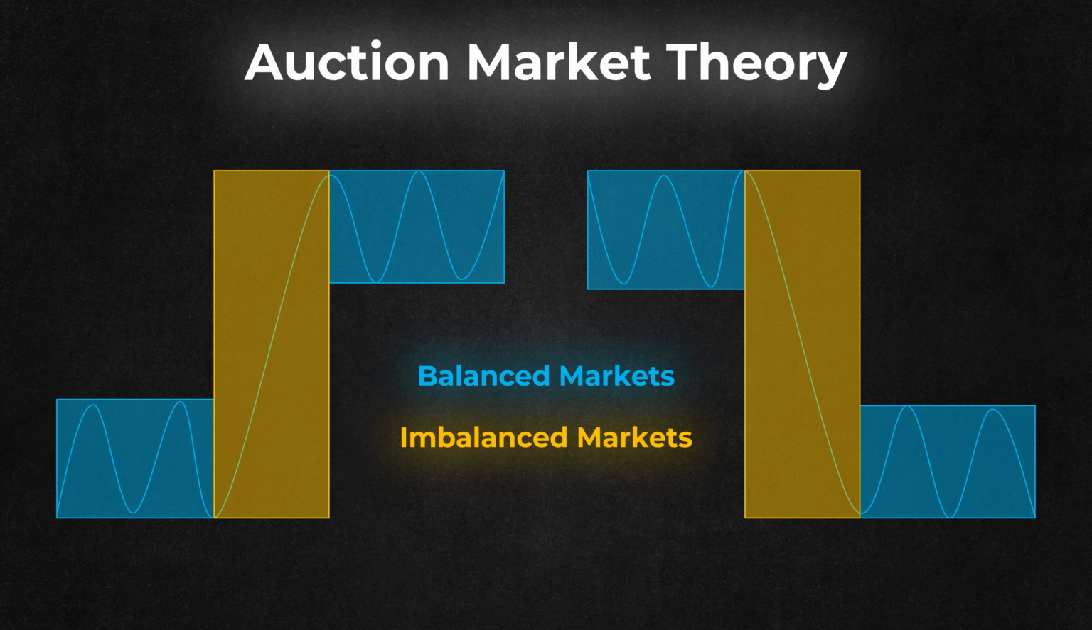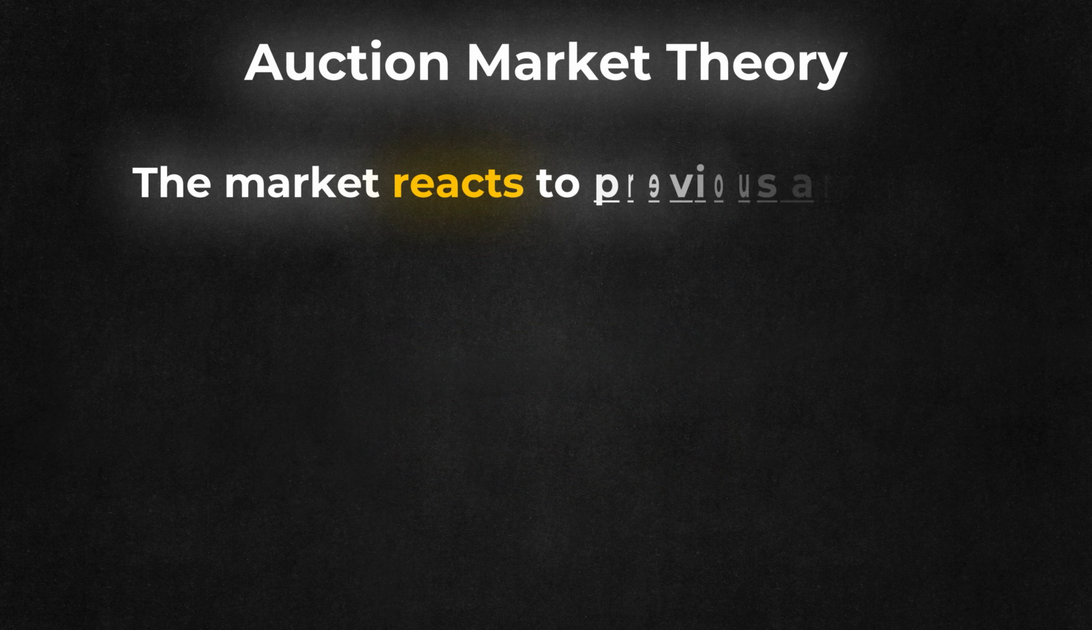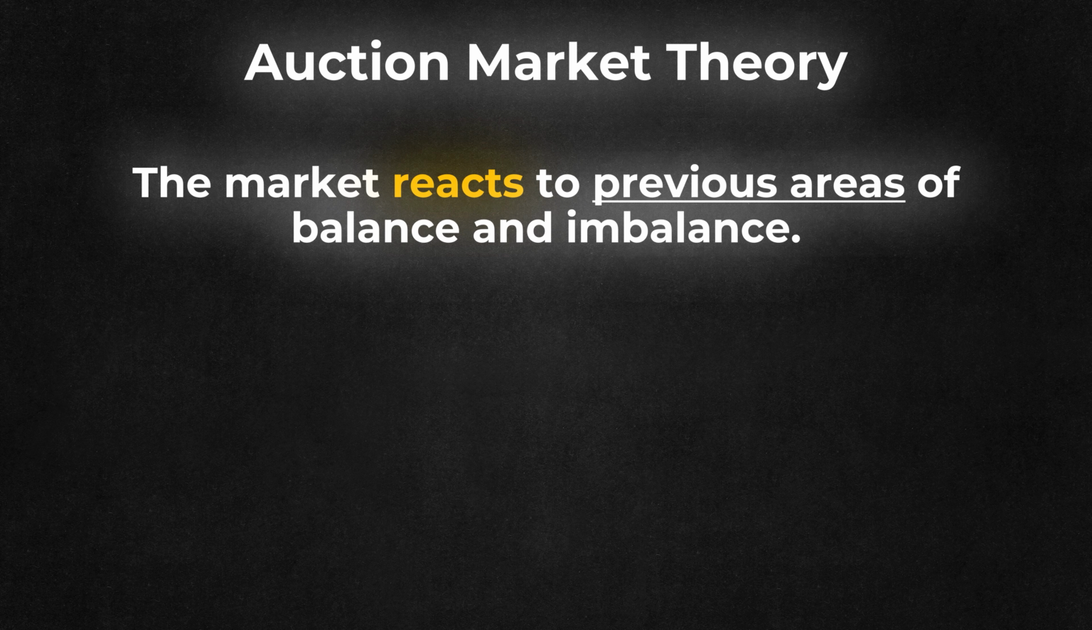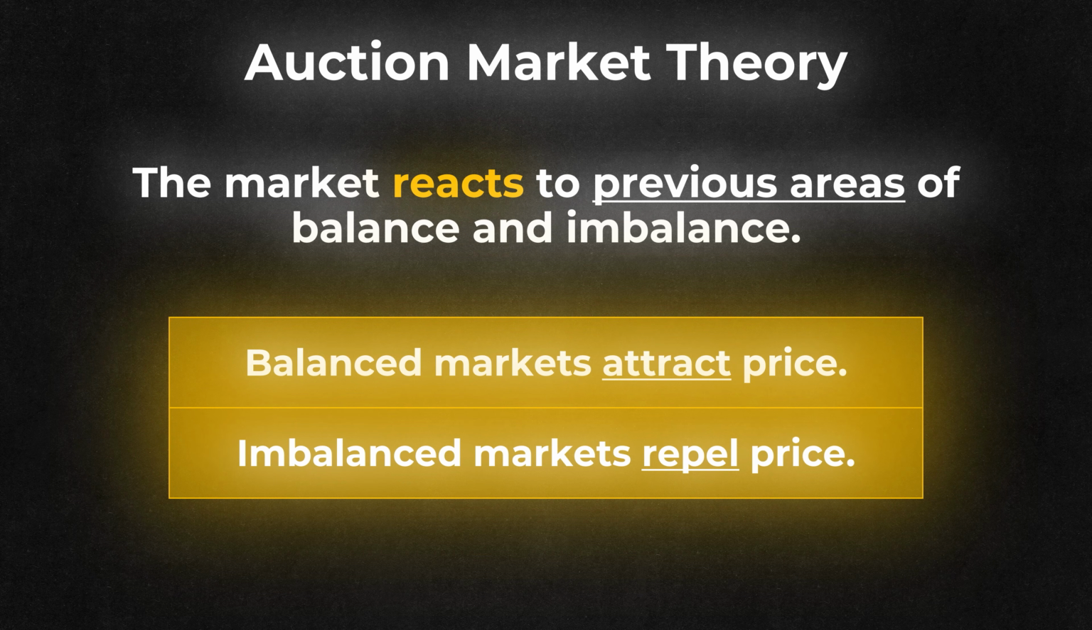One fundamental idea here is that markets respond to previous areas of balance and imbalance. Balanced markets, which are sideways, are recognized as areas of acceptance. Imbalanced markets, which are trending, are recognized as areas of rejection. Price tends to be attracted to areas of acceptance and repelled from areas of rejection. All of this, of course, assumes that no new information has affected the perception of buyers and sellers.